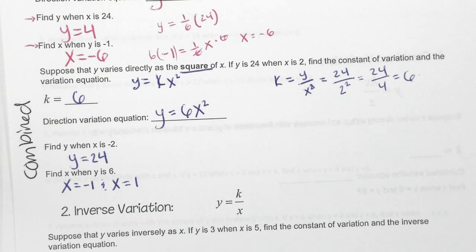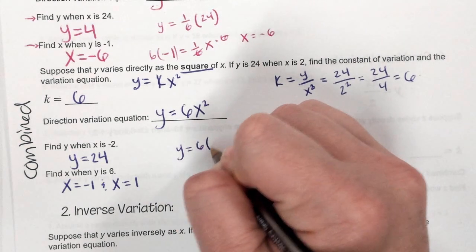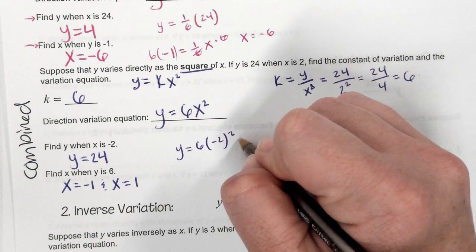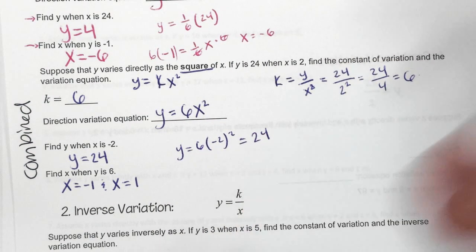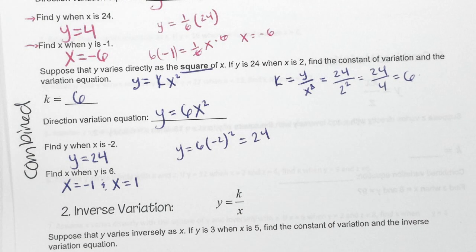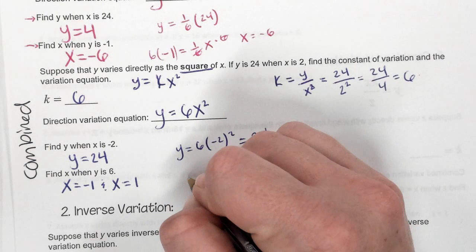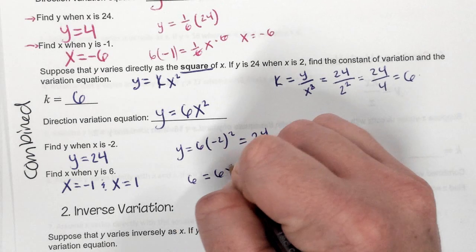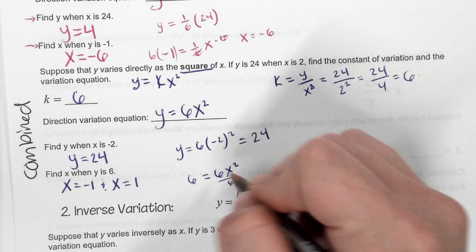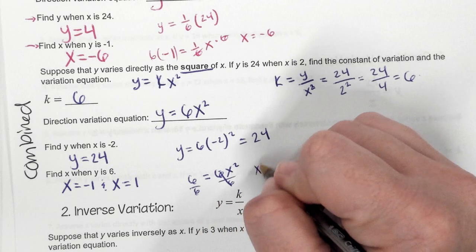If you were to have solved that one by hand, the first one's super simple. Y equals 6 times -2 squared, which, if you typed in your calculator, would have told you 24, end of story. Yes? The second one, you would have done 6 equals 6x squared. Divide by 6, divide by 6, and you get x squared equals 1.